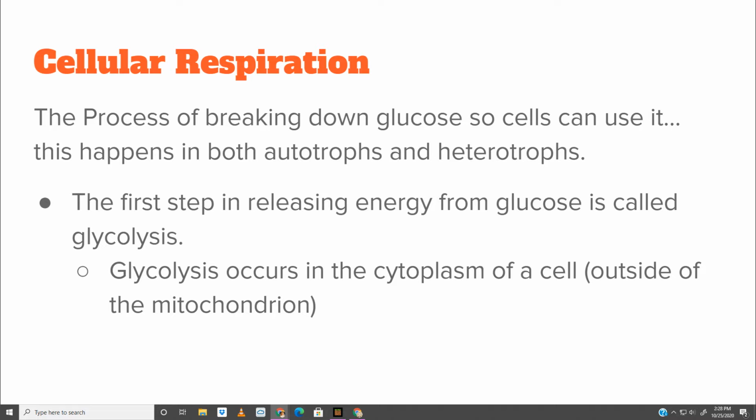So the first step in releasing that energy from the glucose is called glycolysis. If you remember, lysis means to break, right? We had the lytic cycle for viruses. So glycolysis is to break glucose. Glycolysis occurs in the cytoplasm of our cells. So it's just outside in that jelly-like substance that our cells are made of.